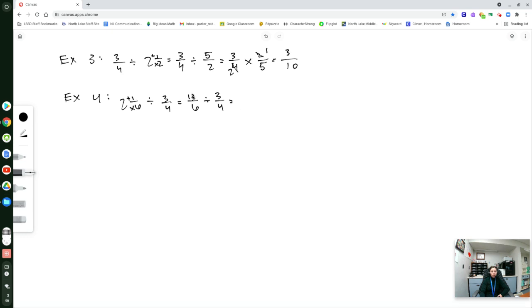Now we're ready to keep, change, flip. We're going to keep our first fraction the same. 13 over 6 stays the same. Change to multiplication, and then flip our second fraction. Use its reciprocal, so now it'll be 4/3 instead.